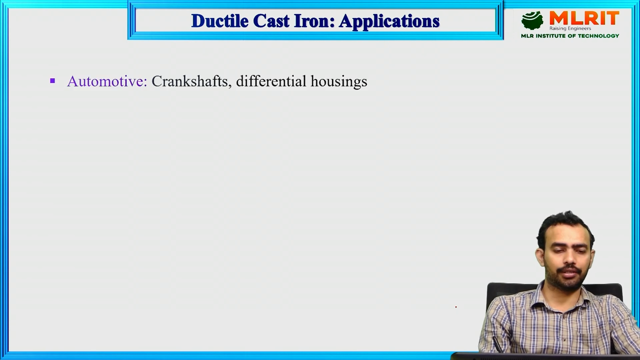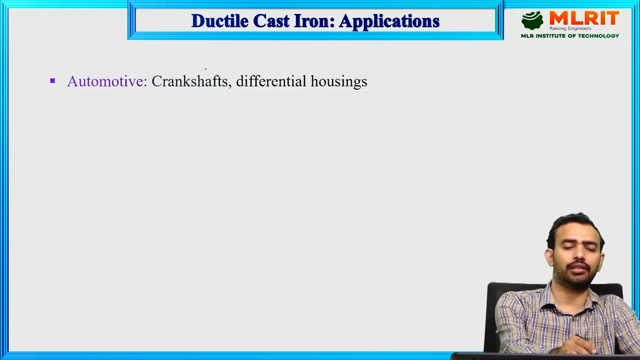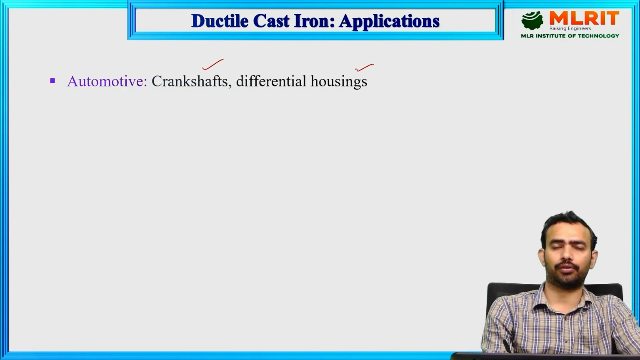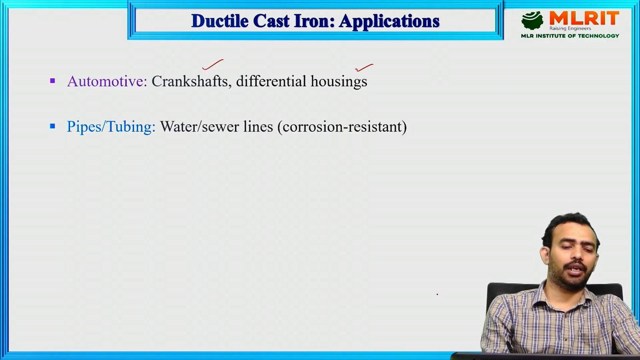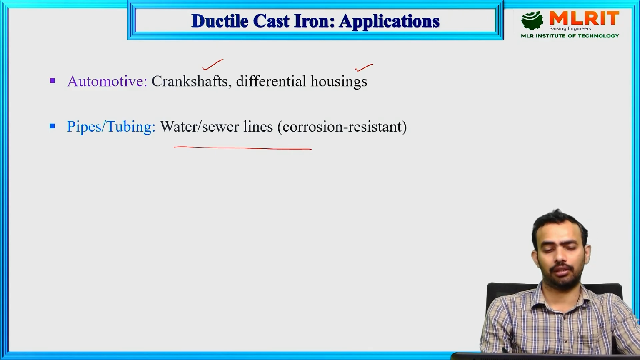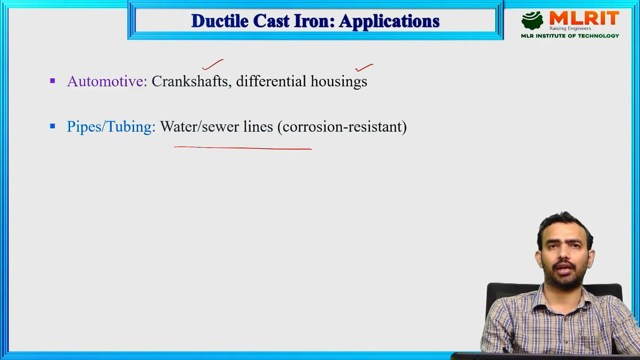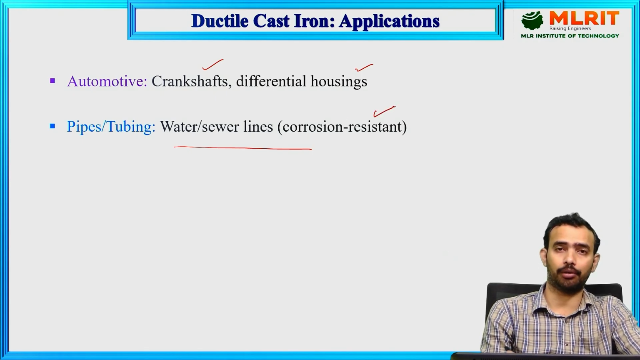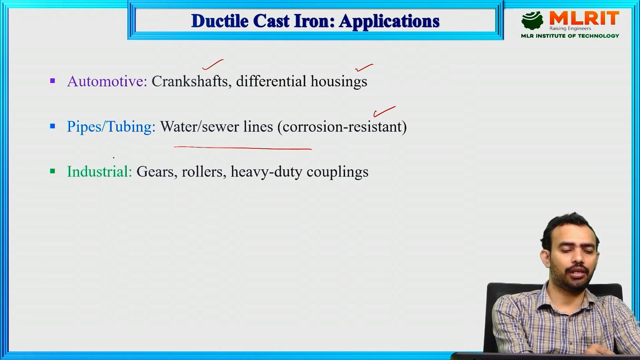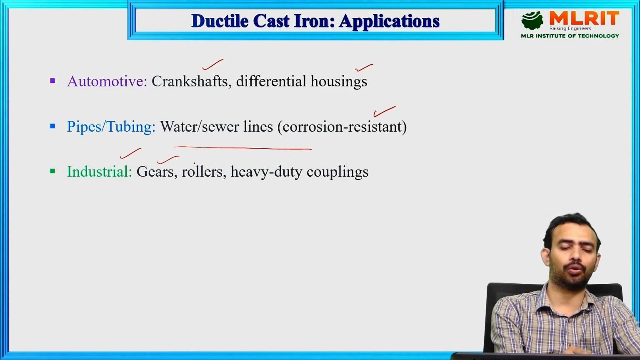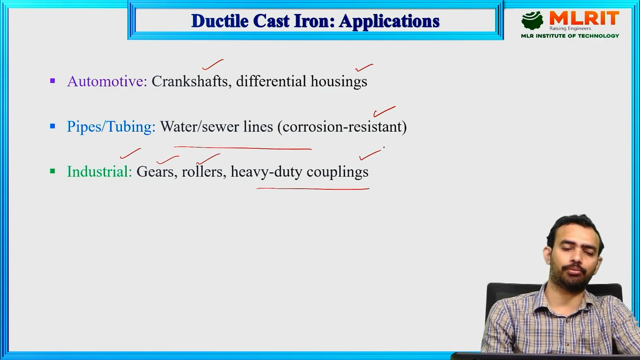If you see the applications in the automotive industry, they find applications in crankshafts, and differential housings are also manufactured out of ductile iron because of their excellent strength. In pipes and tubing, our regular water lines and sewage pipelines are made out of ductile cast iron because of their excellent corrosion resistance, one more important property. And in the industrial sector, they are used for manufacturing gears, rollers, and heavy duty couplings.